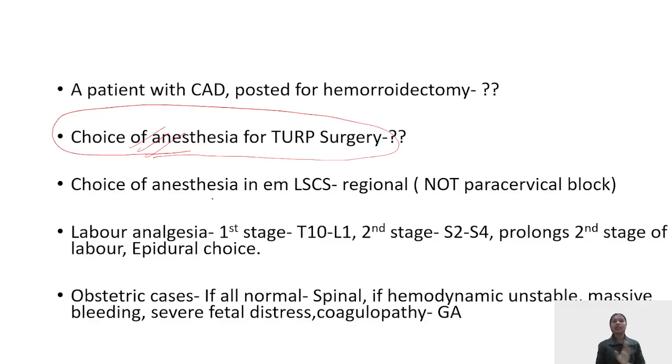Done. Labor analgesia, the only important thing is that first stage, we need an effect till T10 to L1. Second stage, it is only the sacral plexus because already the descent of the head has started. So the majority of the pain is S2 to S4. And labor analgesia can prolong the second stage of labor. This labor analgesia question has been asked once or twice, that which is the dermatome level for the first stage. It is T10 to L1. Second stage S2 to S4, and it leads to prolongation of the second stage of the labor.